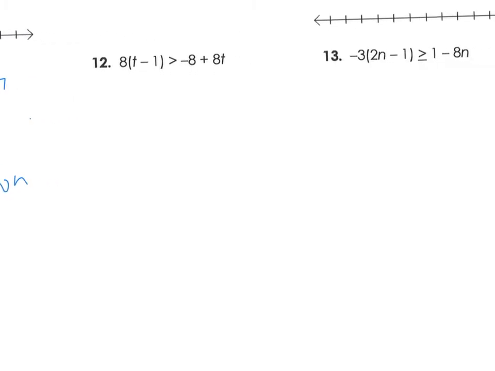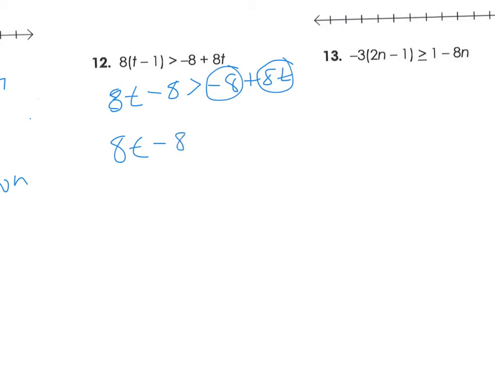Number 12 is the same. When you do the distributive property correctly, you get 8t minus 8 is greater than 8 plus 8t, which doesn't make any sense because knowing that these are terms, we can reverse them, and you'd end up with 8t minus 8 is greater than 8t minus 8, which doesn't make any sense because those are equal to each other. So we're just going to call this one an error. And my apologies, I didn't catch that earlier.